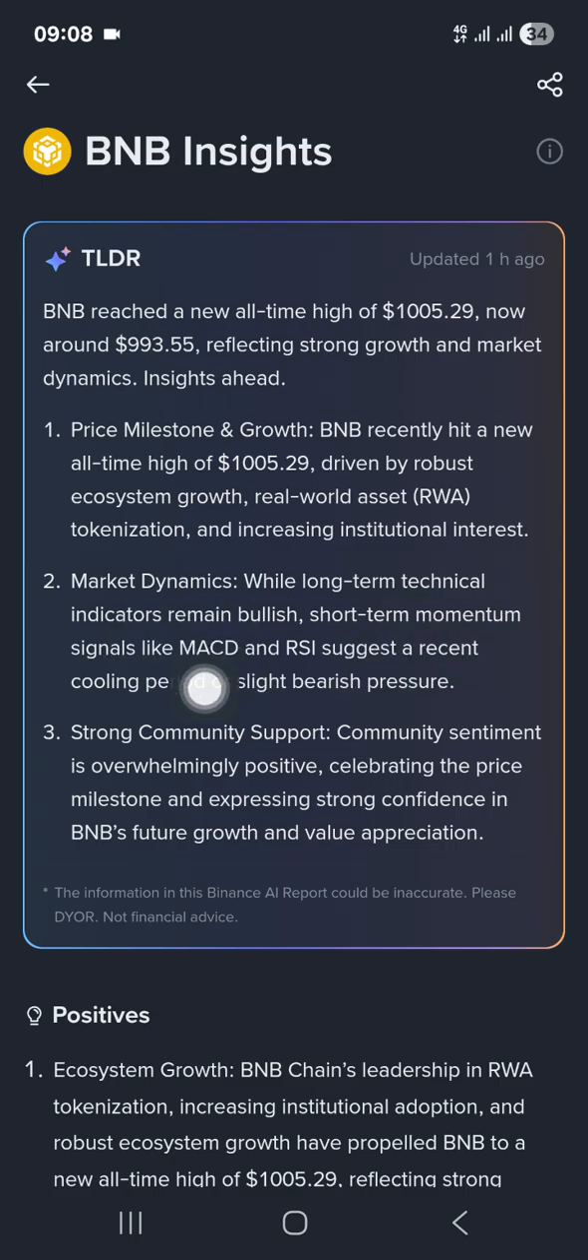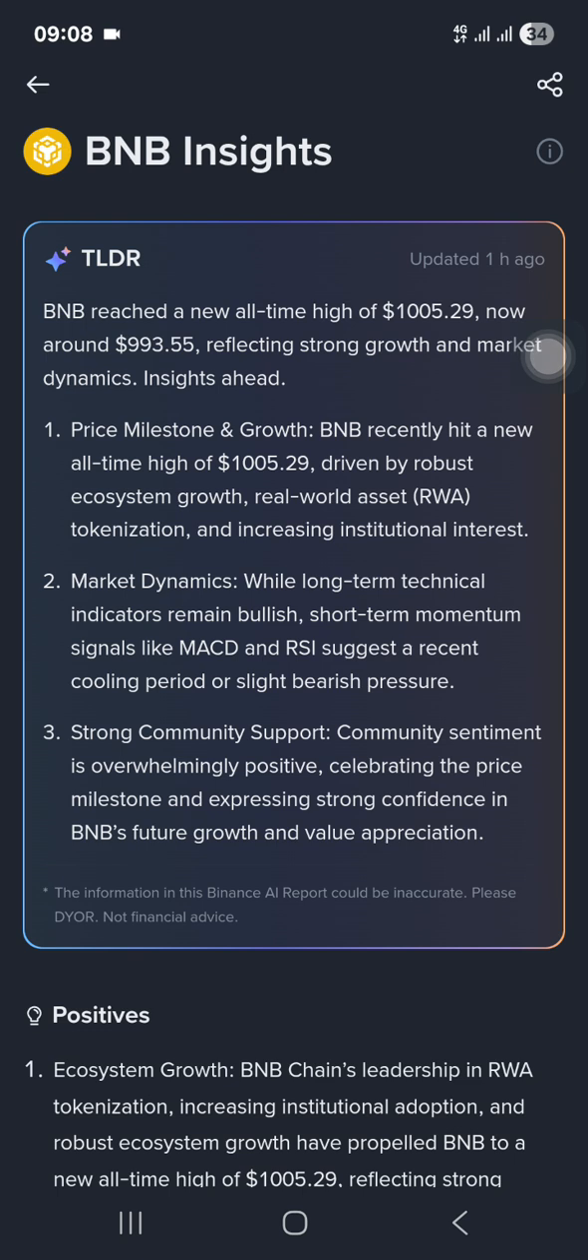Short-term momentum signal. Short-term is nothing, it's just like 1 hour, 15 minutes, like MACD, and it suggests a cooling period, which means it's still going to go up or slight bearish pressure. Strong community support. Community sentiment is overwhelmingly positive, celebrating the price milestone and showing strong confidence. You see everything here saying bullish, which means long.